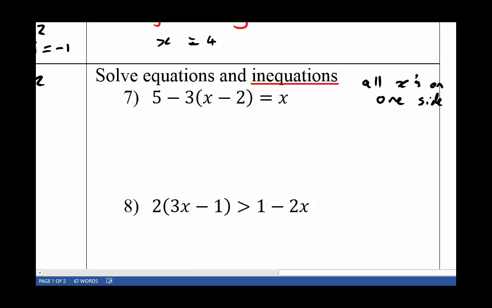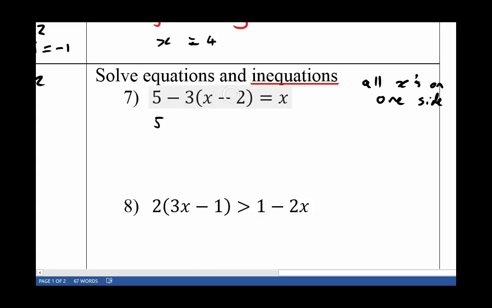All x's on one side. So here I see I have an x on this side of the equation, and I have x's on this side of the equation. So that's not useful. I need to get all my x's on one side, and it doesn't matter which one, but I need them all to be on one. So I'm going to leave the 5, so it's not doing anything to my x.